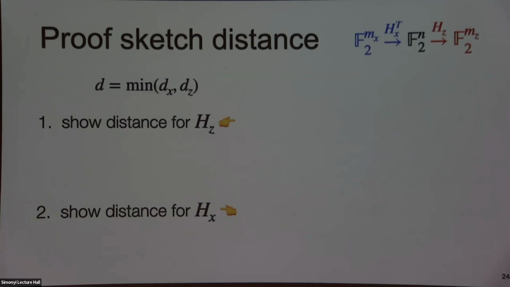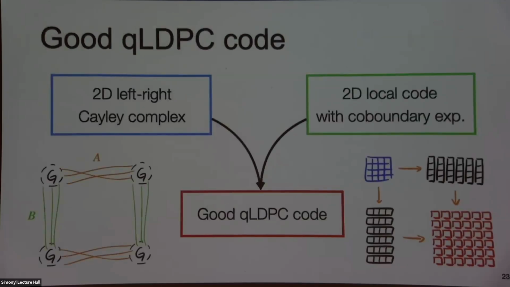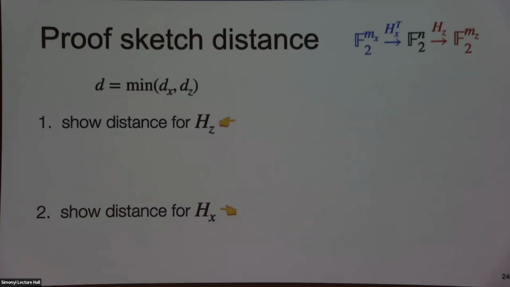Right. I'll say a few words on how we can prove these distance results. I mentioned that there were about three papers that tried to prove pretty much the same thing with slight differences in the construction, but the proof techniques improved over time. The reason is that in the very first paper by Panteleev and Kalachev, they didn't have this local code with the nice coboundary expansion property. So their proof is more involved. But now, since we have this construction, the proof is much more streamlined, and it's pretty much like the classical proof for expander codes.